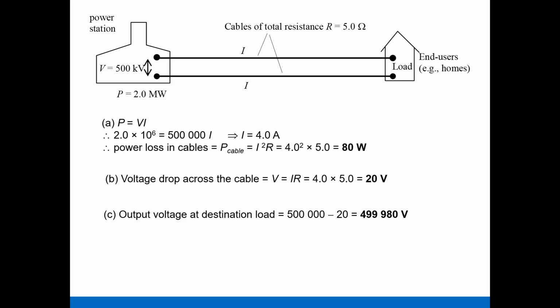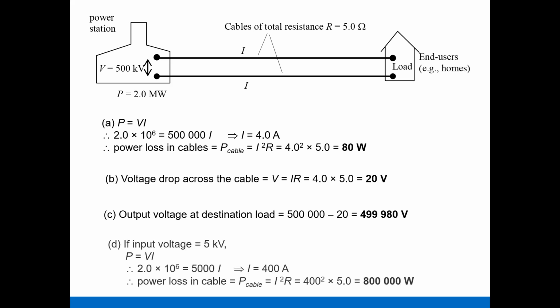Okay? Next, part D. Part D is a question that I add in to help you get a sensing of how much money you are wasting. If the input voltage was actually 5 kilovolts, which is not low by any chance because our mains are 240, then using the same method, the power is 2.0 megawatts, the voltage is 5,000, and I find a current of 400 amperes. Finding the power loss in the cable, I use I squared R, I get 800,000 watts.